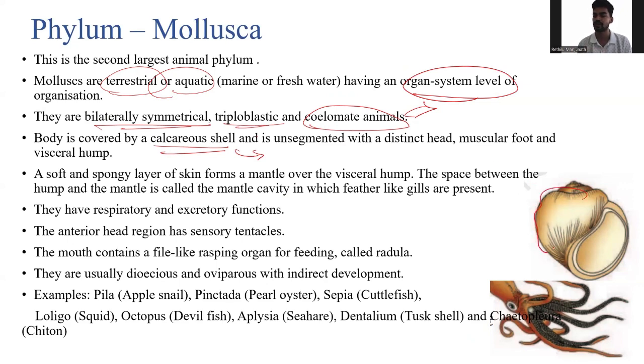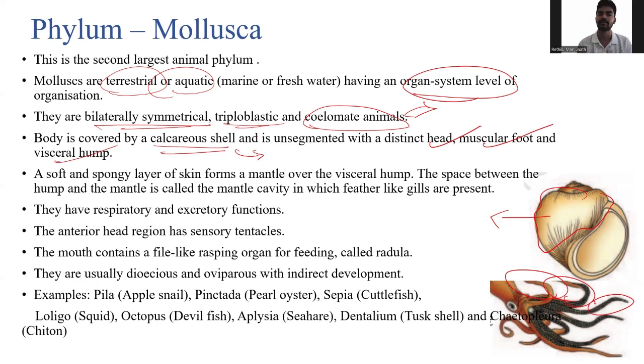For some organisms it is covered by a really hard and tough shell, and the body is unsegmented with a distinct head. If you remove the shell, the animal will obviously die, because the skin itself is attached to it. Then a muscular foot is present, and a visceral hump is present.